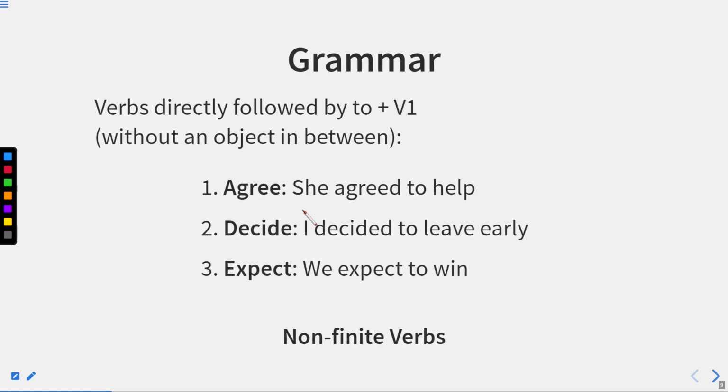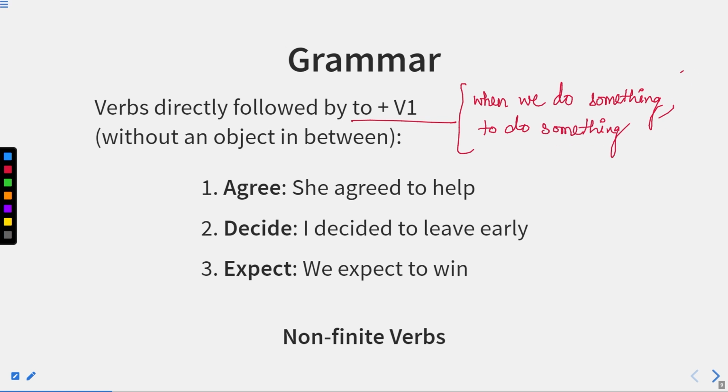Verbs directly followed by to plus verb 1. Now this we have already discussed in our earlier session. I told you when the situation arrived, that when we do something to do something, whenever this situation appears, we always use infinitive. So when we do something to do something, this is a criteria, this is the pattern by which you can decide that we have to use infinitive over here.